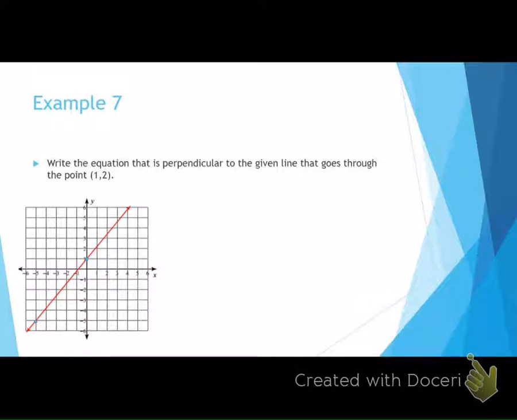So it says write the equation that is perpendicular to the given line that goes through the point (1, 2). So what is the first thing we need to do? Find the slope of this line. Do you see how there's 2 points already given to you there? So this goes up 1, 2, 3, 4, 5, 6 over 1, 2, 3, 4, 5. This is a fantastic slope of 6 over 5. Is it positive? Yeah. Justin, what is the perpendicular slope? -5/6. Okay, what form should we start in?